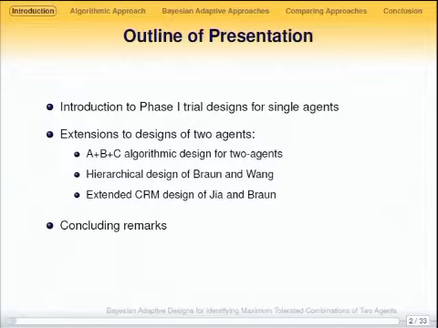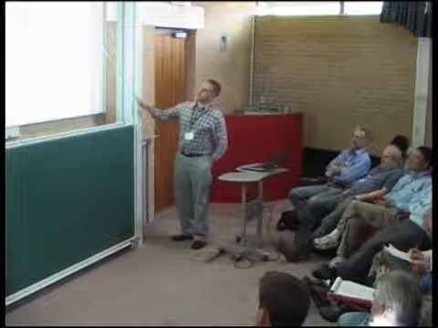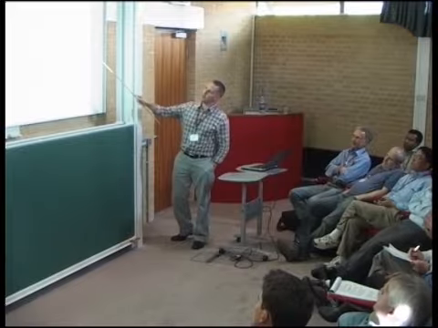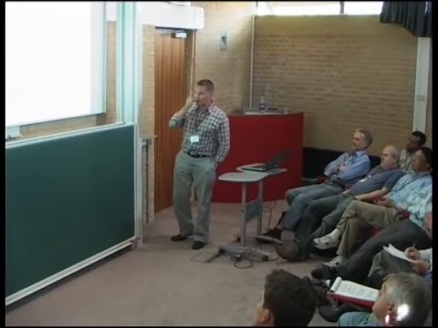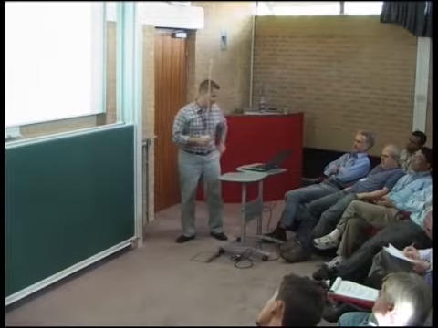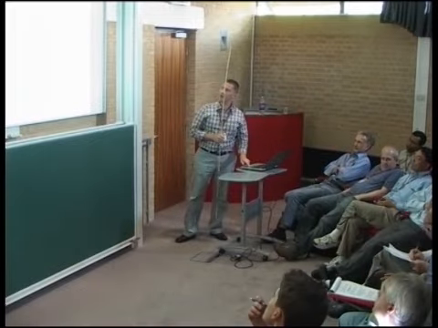So the outline of my presentation is pretty standard here. Some of this I'm going to fly through. If we're learning from prior information, I have about 2 times as many slides as I need. Introduction to a basic phase 1 design for one agent, designs for looking at 2 agents simultaneously, and then some thoughts if we get that far.